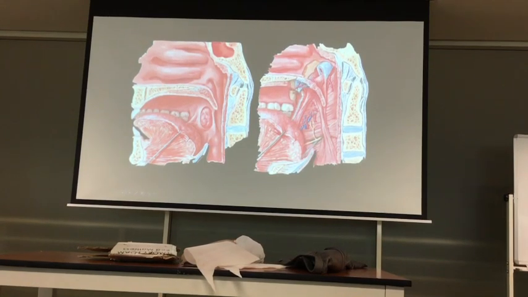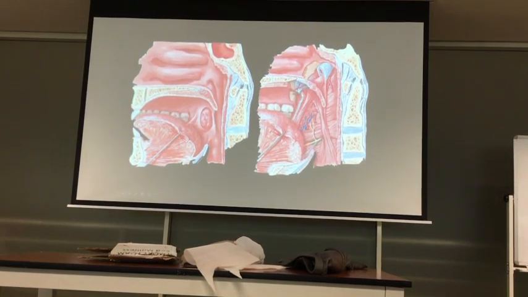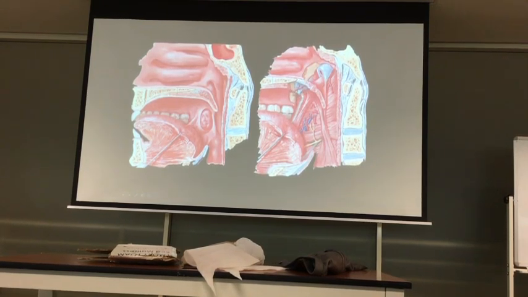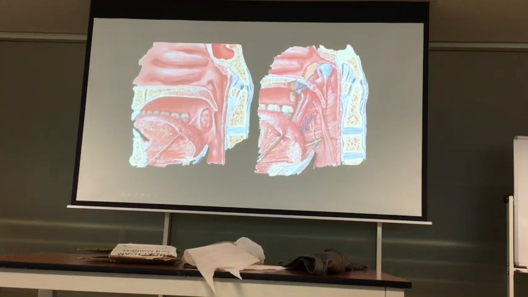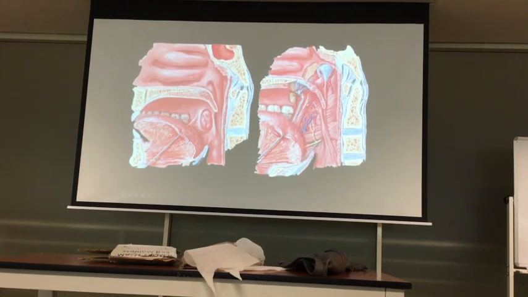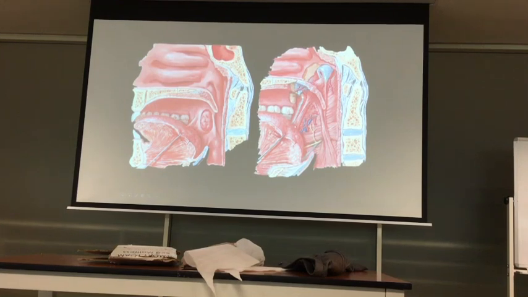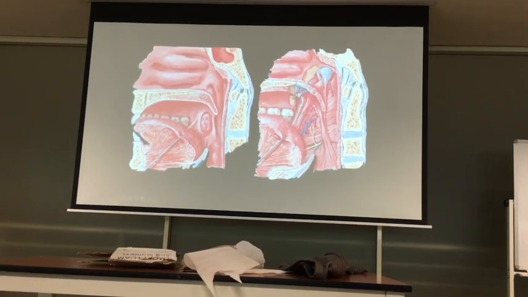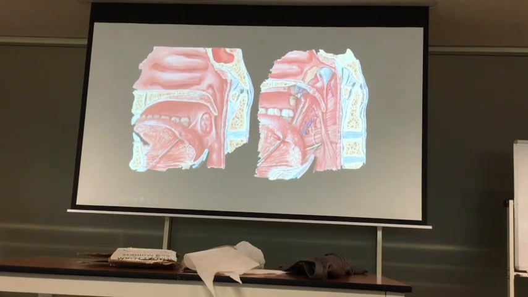Because this is the palate, like this. So here is the nasopharynx, here is the oropharynx. This is the area of the oropharynx, because the oropharynx is behind the palatoglossal fold or the palatoglossal muscle. So from here forwards, this is oral cavity. From here backwards, this is oropharynx.